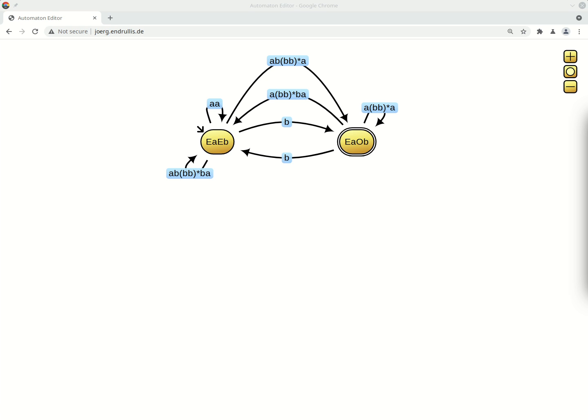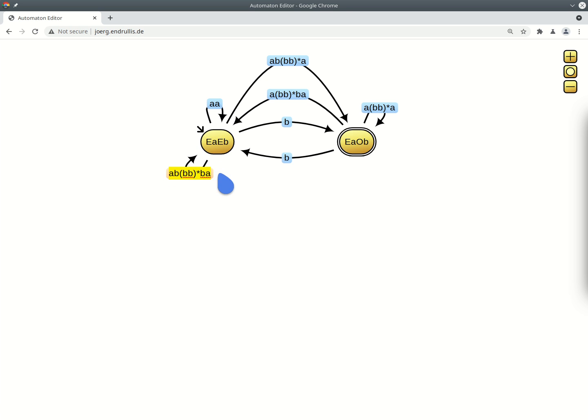So now let's check what are the double arrows that we have. We have one double loop on our starting state. So we can merge these two. So we just say that the label of this transition should be AA plus the label of the other transition. So we can now drop this loop.